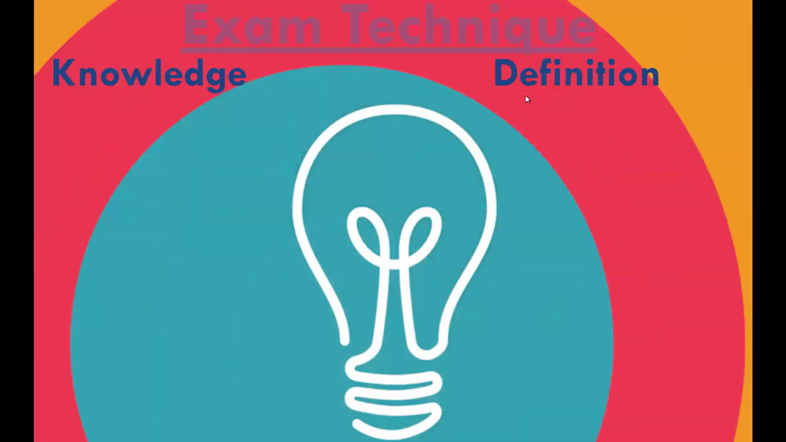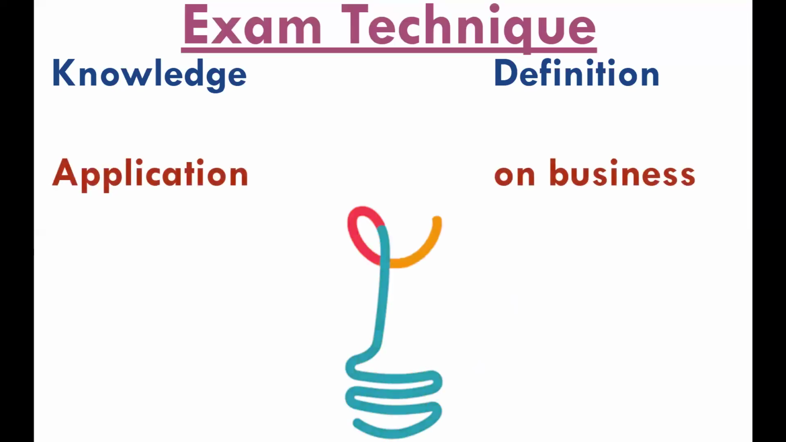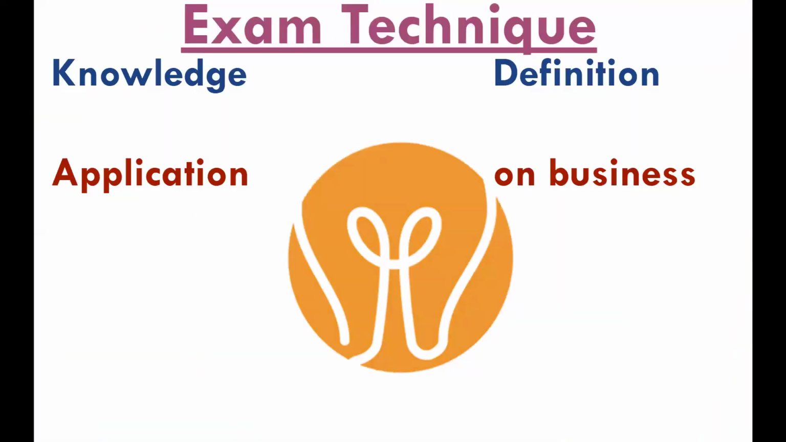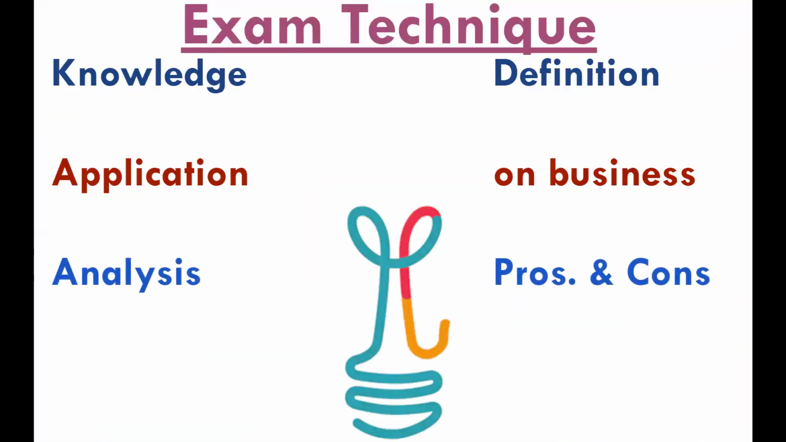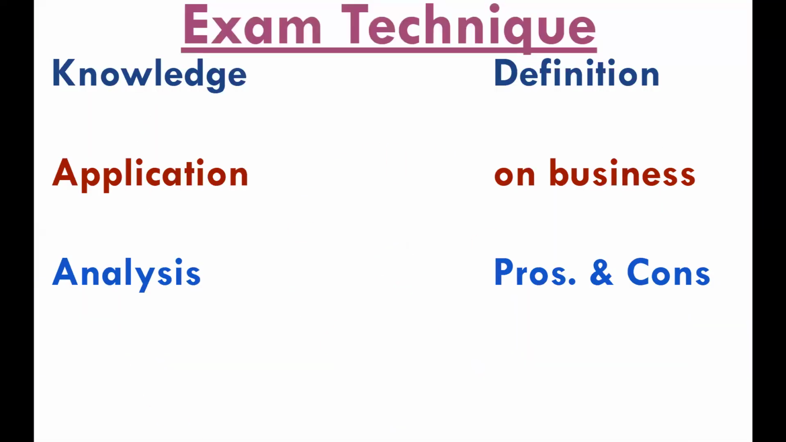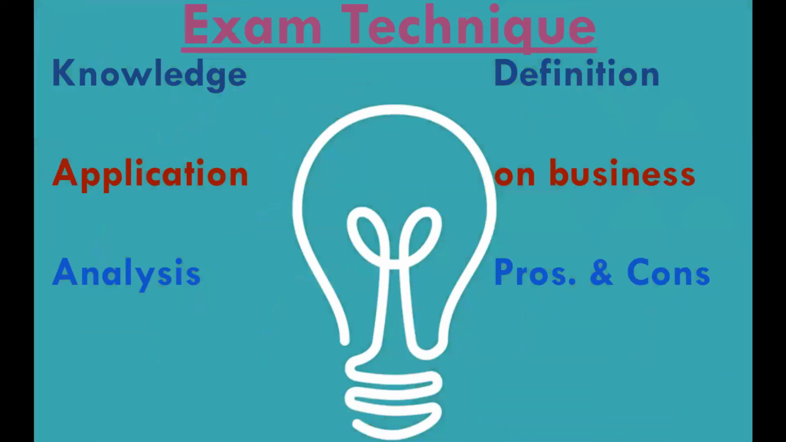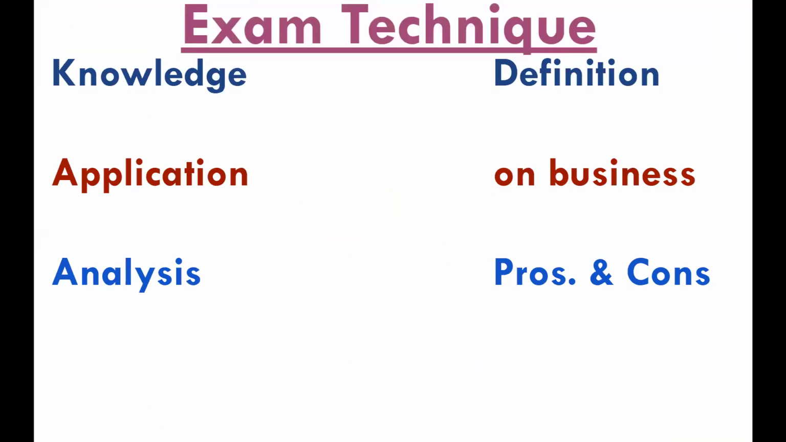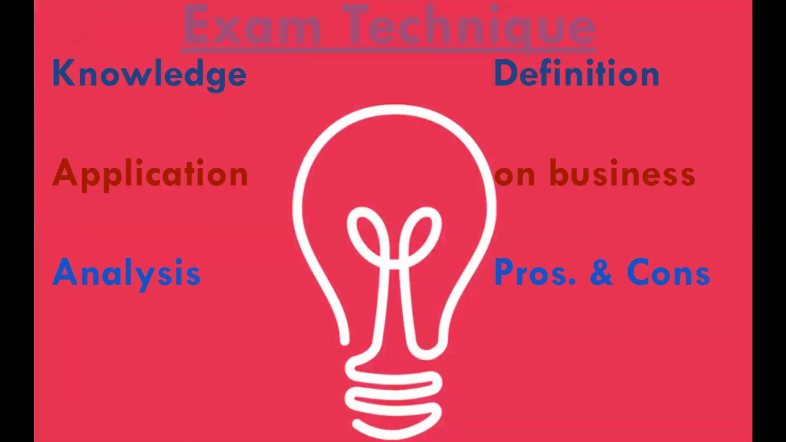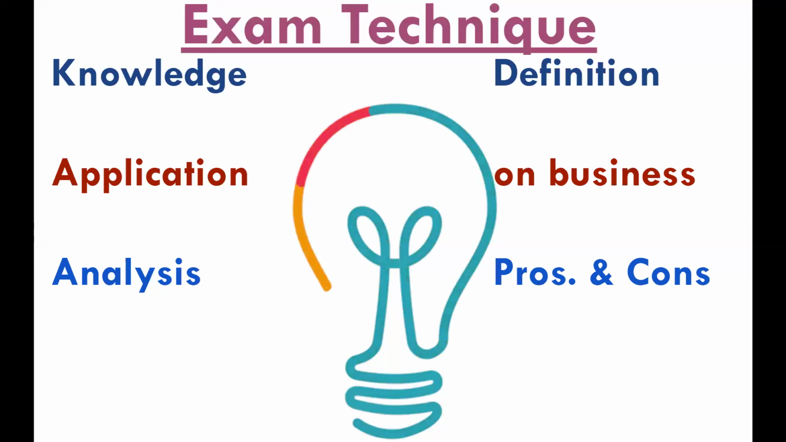So the first thing, knowledge is simply definition. Okay, like explaining any concept. Application is to relate with a specific business which is given to you in the exam. And thirdly, the analysis. The analysis is not a complicated thing. A lot of people would tell you analysis is this or that, but keeping analysis simple is simply the positives and the negatives, or the pros and the cons related to any topic. Those pros and cons need to be related to whatever situation the examiner has given you.